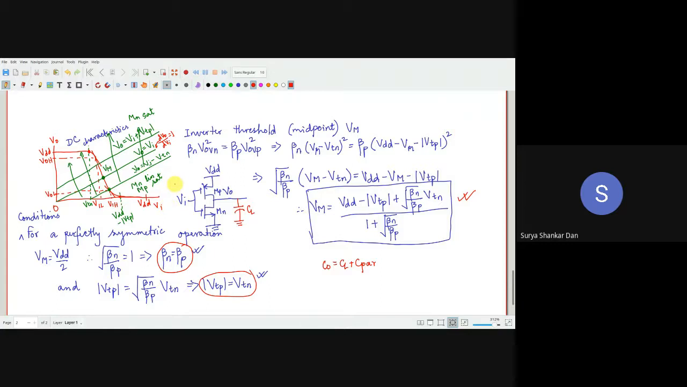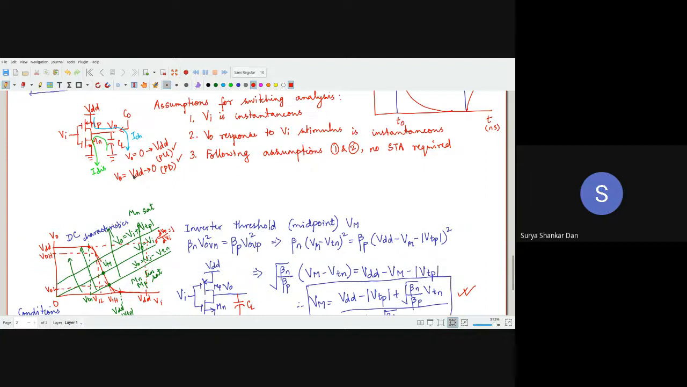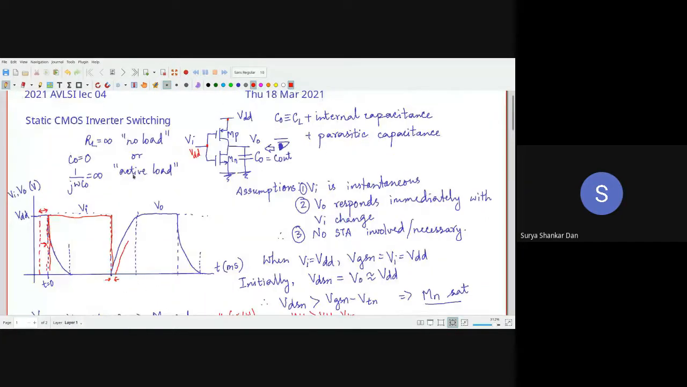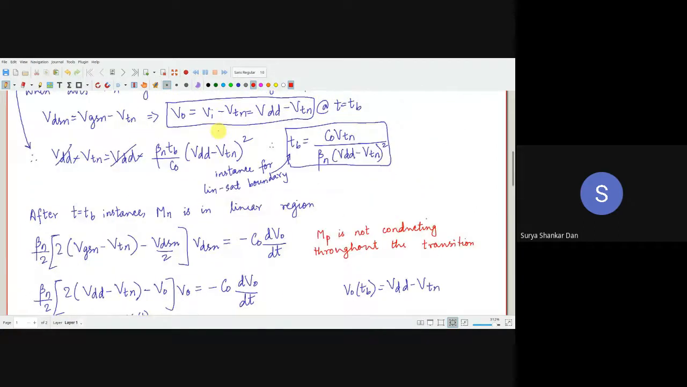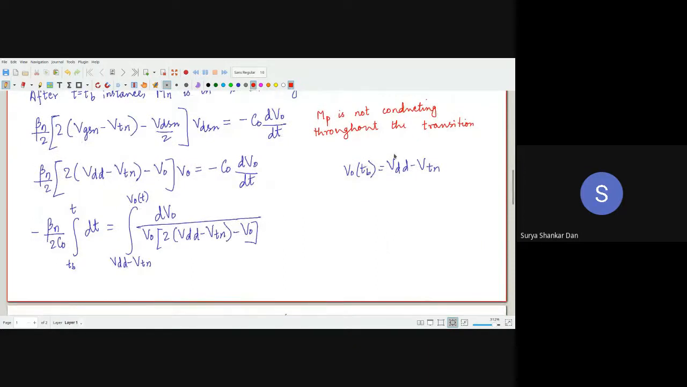So the difference between this VTC and switching is basically we are always triggering this particular part. If VI is always equal to VDD, then we will always assume that MP is in saturation, in subthreshold. But remember that we are always assuming that no matter what happens, MP is not conducting throughout the transition. There will be leakages also. That leakage term is also missing here.